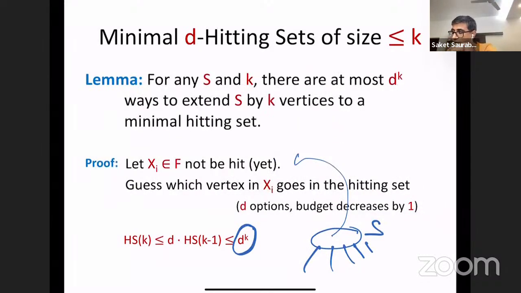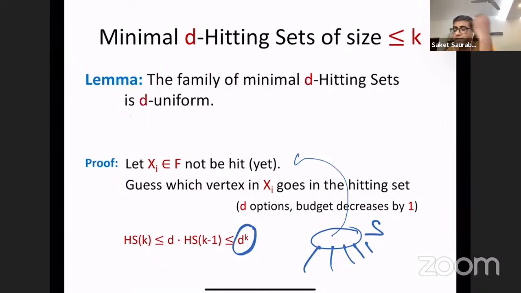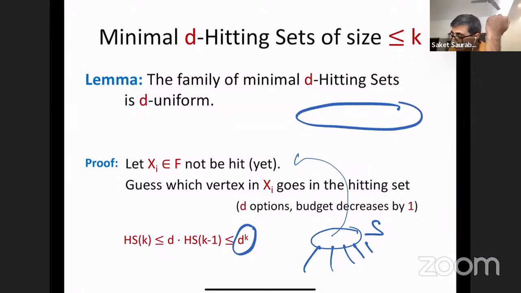Okay, so this is what we had, which immediately implied that the family of minimal d hitting sets is d uniform. So you look at all minimal d hitting sets, of course we're talking about size. Now you take any S, and you ask yourself, in how many ways can you extend this by at most k elements? It's upper bounded by d to the power k. So that implies that the family of minimal d hitting sets is d uniform.